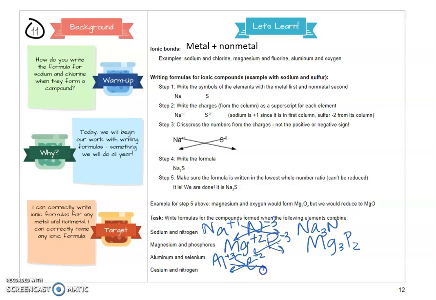Show my arrows to crisscross. So I get Al2Se3, okay? The 2 from the Se comes down here. Al has a 3, which comes down here. I check them, a 2 and a 3, can't be reduced, we're done, okay?